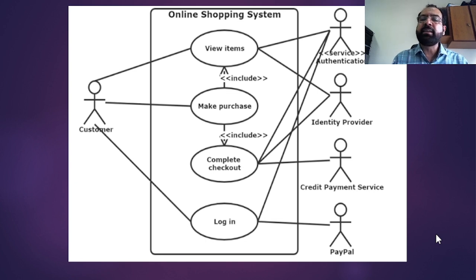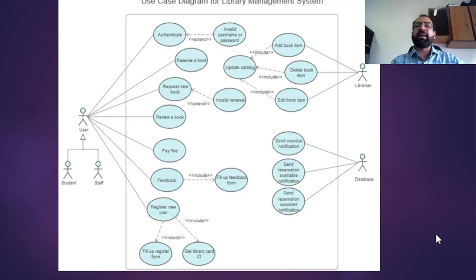And you can see that there are various actors which are being involved. So actor does not mean only individuals. Actors might be a sub-process, actors might be a system itself, an actor might be an organization. Here you can see PayPal. So you all know about PayPal, which is there for online money transactions. So here you can see PayPal is also there as an actor. Credit card payment service is there, identity provider, as well as service authentication. So there you can see the four use cases: view items, make purchase, complete checkout, and login. So this is the online shopping system. So there is one other example for you.